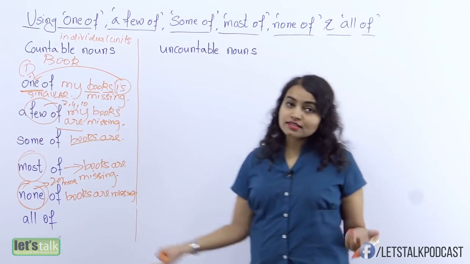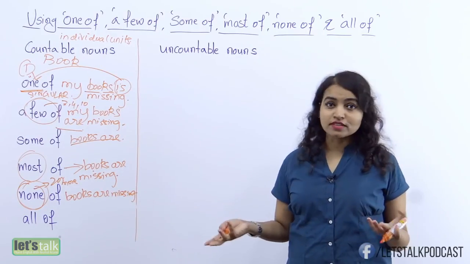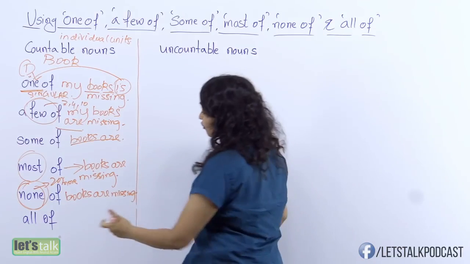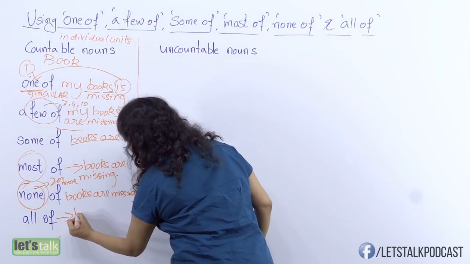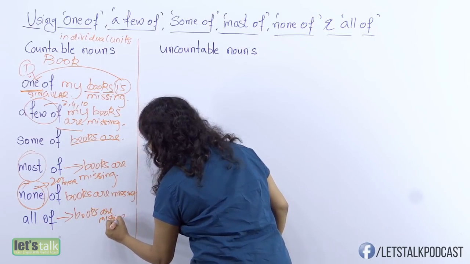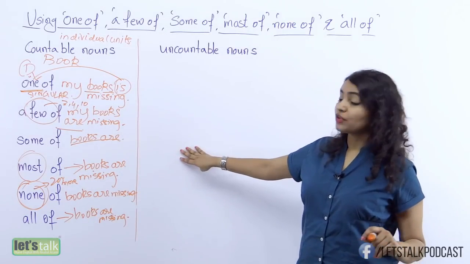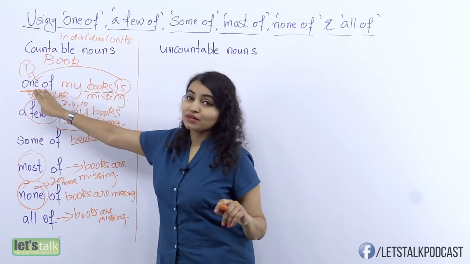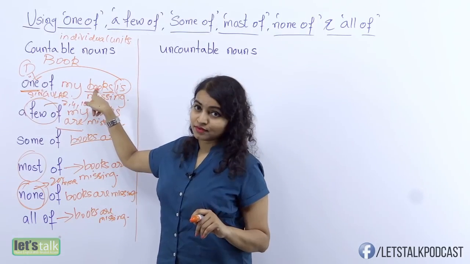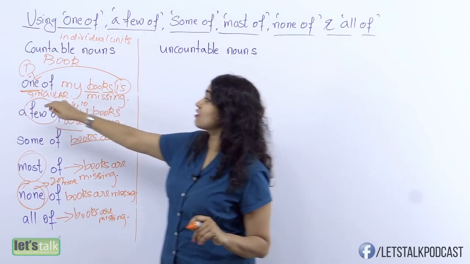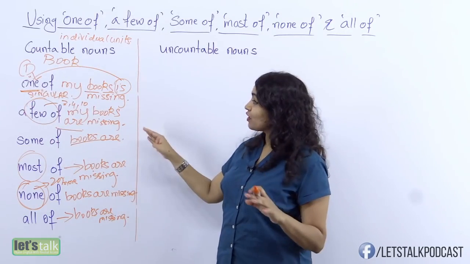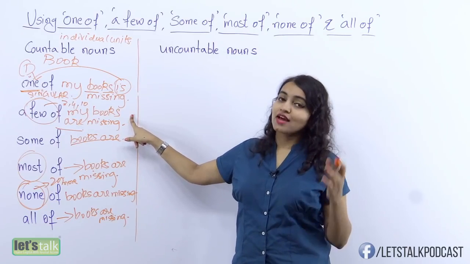And of course, the last expression is obvious. When I talk about all of, I'm talking about all my books, a huge quantity, and therefore the same rule applies wherein I say all of my books are missing. As you can see, only when using one of, I will have the is followed by the plural noun, because is is used because of the one which is singular. But in all other cases, you will always use the plural noun followed with an are.